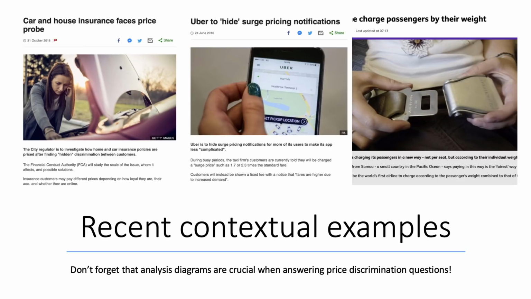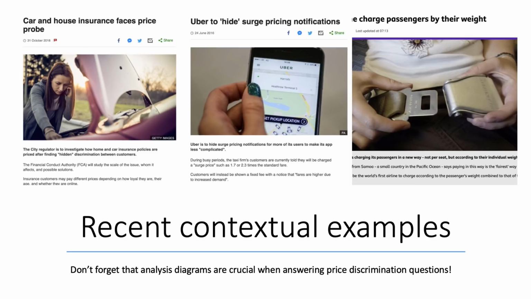Here are some recent contextual examples. The idea of loyalty penalties, for example. The FCA is investigating the extent to which people who are more loyal to a product, car insurance, video gaming, for example, actually end up paying more for the product than new users. How fair do you think Uber's surge pricing model is, where at peak times they lift the price by a factor of between 1.5 and 2, designed to get more drivers to hit the roads, but how fair is that?